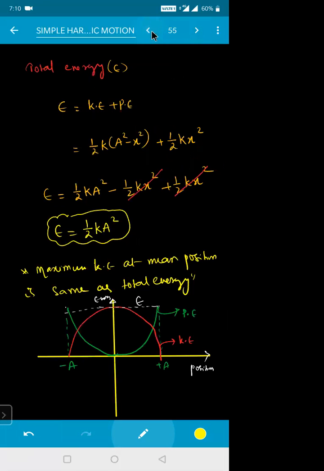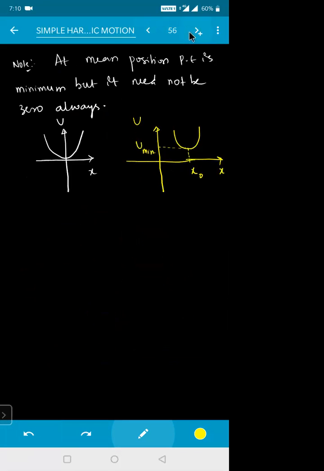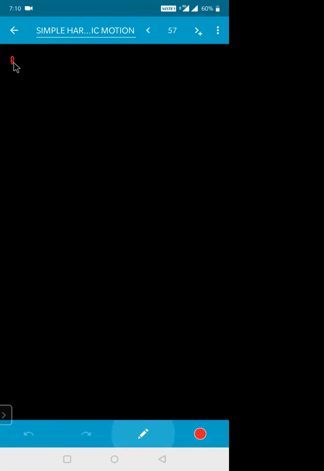So that was about your kinetic energy as well as your potential energy. Let me do some problems on this one. Let's see this problem better.